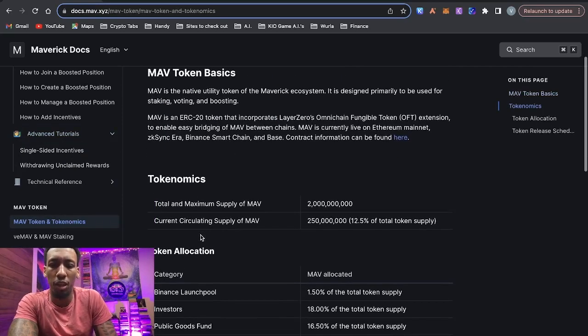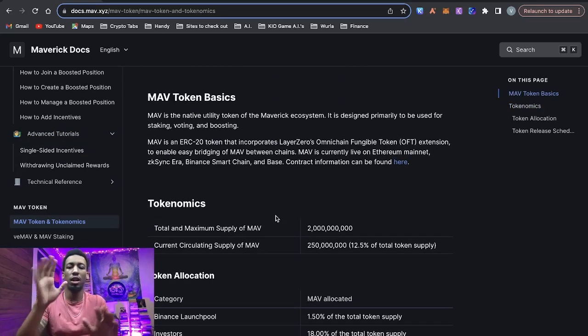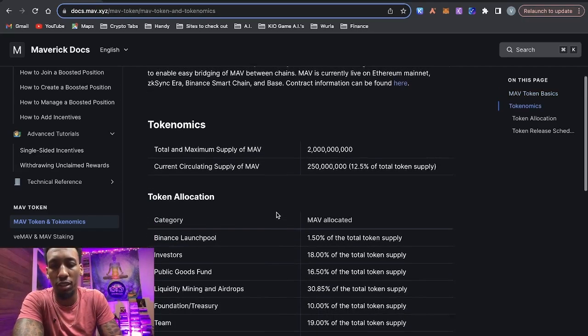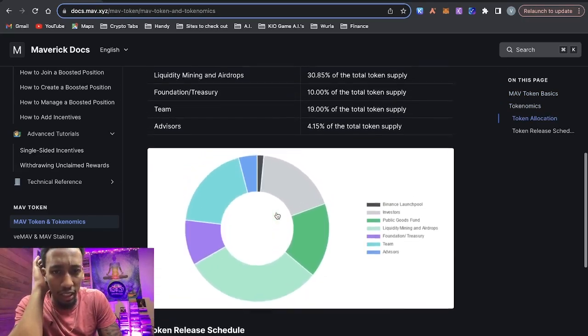Next, let's go to the tokenomics. Just being transparent, I do not own any of the MAV token. I don't plan on buying any. But for someone who's considering it, I'm just talking about this section so that I can give you all the data. So it goes into the allocation here.